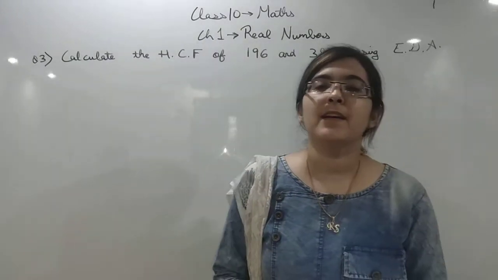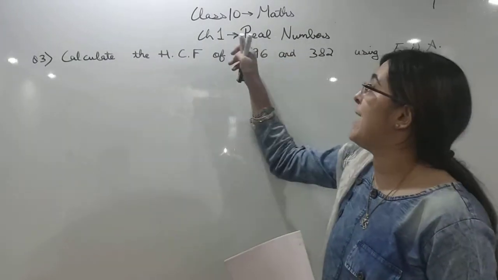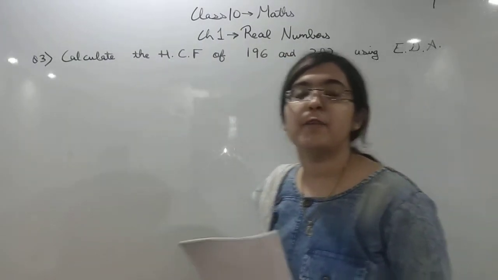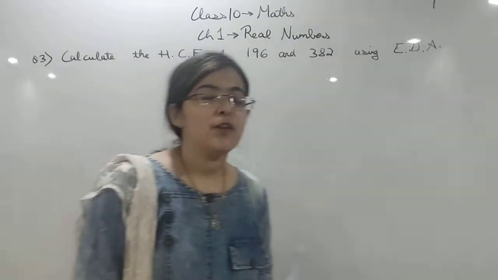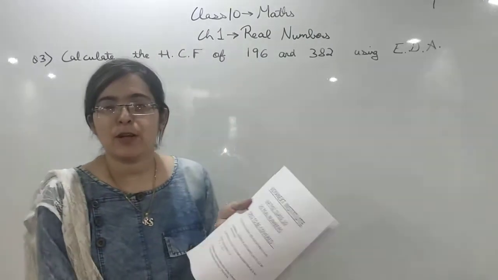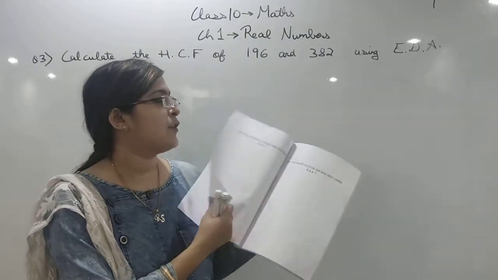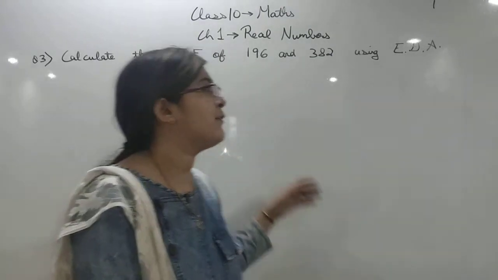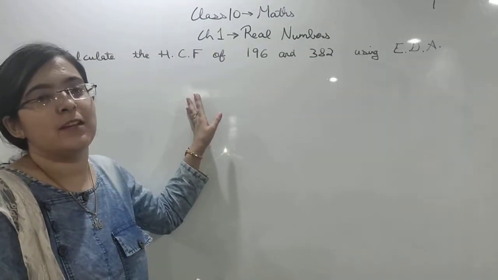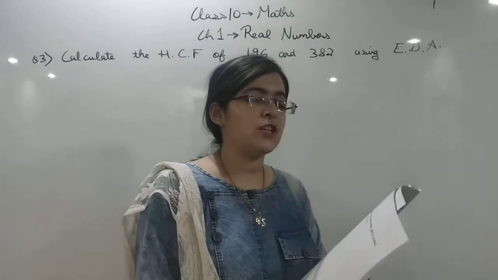Students, we were doing the first chapter of maths, real numbers, in which we had started the Euclid's division algorithm. You all have this question booklet in which we have done questions 1 and 2. Today we will start from the third question. Read the third question.